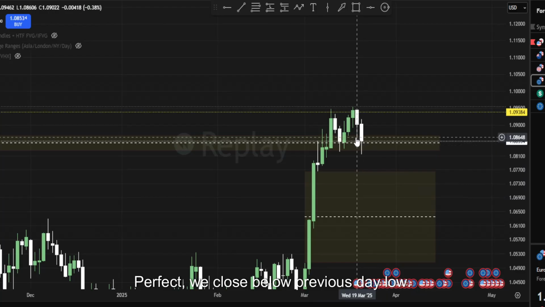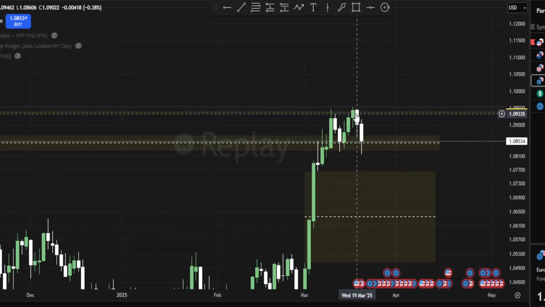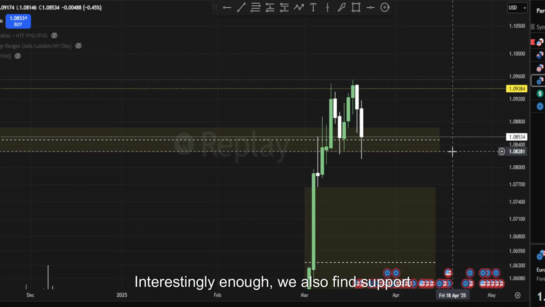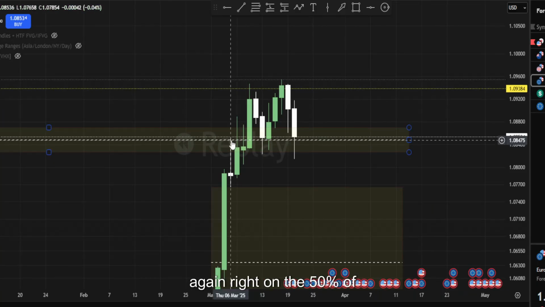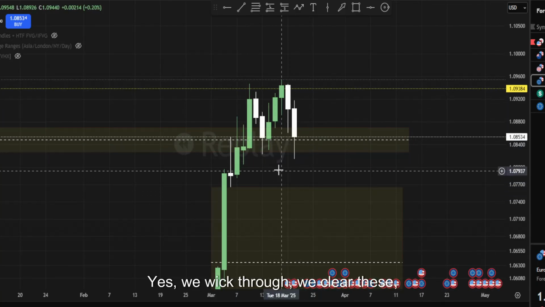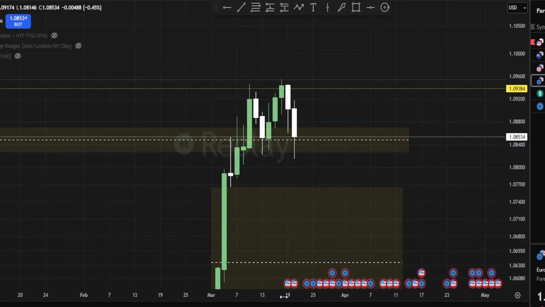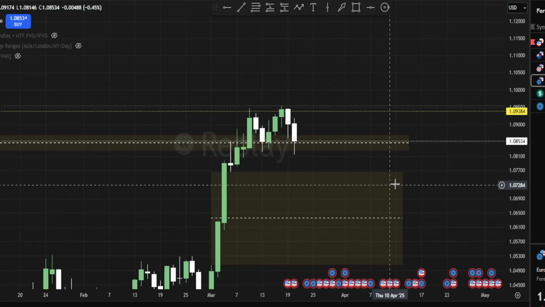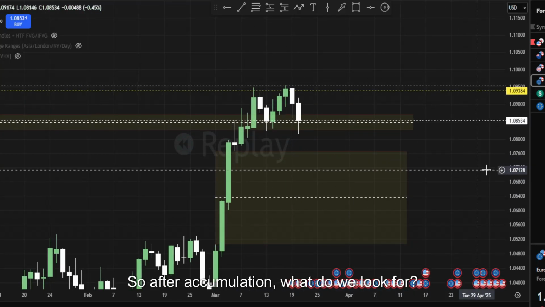Perfect. We closed below previous day low. Interestingly enough, we also find support again right on the 50% of this. Yes, we wick through, we clear these, but we are still. So after accumulation, what do we look for?